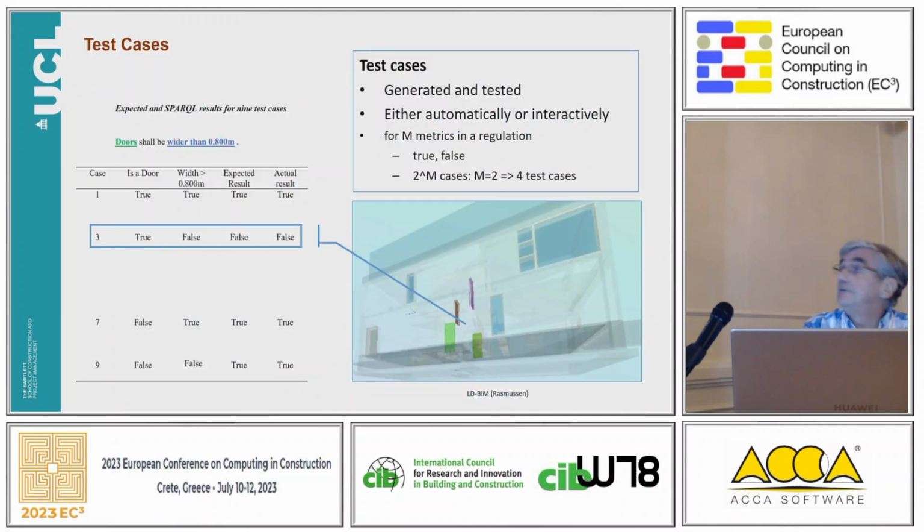And it works. And there you can see an even simpler case, doors should be wider than 800 millimeters. And using Rasmussen's viewer, LDBIM, it's picked out the doors that don't comply. We can generate test cases automatically. Everything is either true or false. And so with 2 metrics, we get 4 test cases. Everything works fine. That's absolutely super.